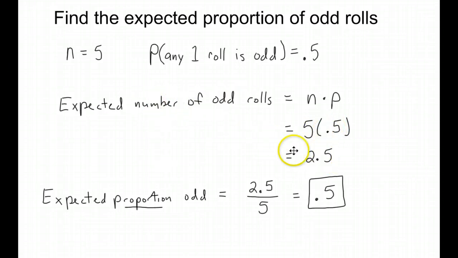So we expect 2.5 odd rolls for every 5 times we roll, and of course if you find the proportion that's odd, that's 2.5 divided by the 5, so that's a half. Since it's a half for every one, we would expect half of the 5 rolls in a long big number of trials to be odd, and half of them to be even.